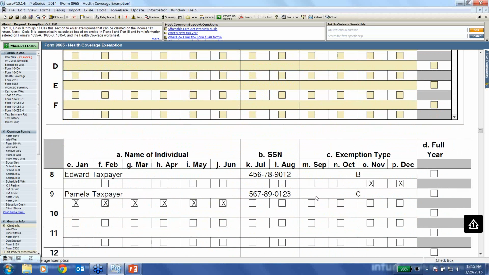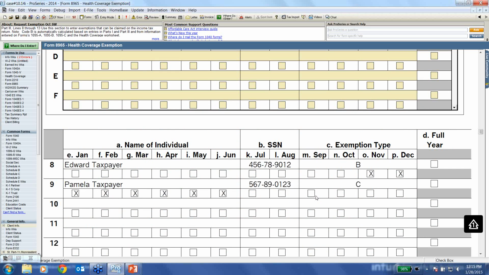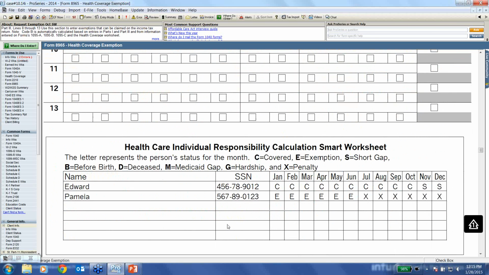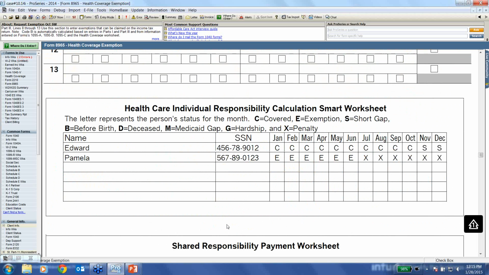We scroll down, and this is the 8965. We're showing that Edward gets a short coverage gap, which is code B for November and December. Pamela indicated a C type for the first half of the year. Continue on to the shared responsibility SMART worksheet. Edward had coverage for the first 10 months, and then he had a short coverage gap for the next 2 months. Pamela was exempt for the first 6 months, and then no coverage or exemptions for the last 6 months.